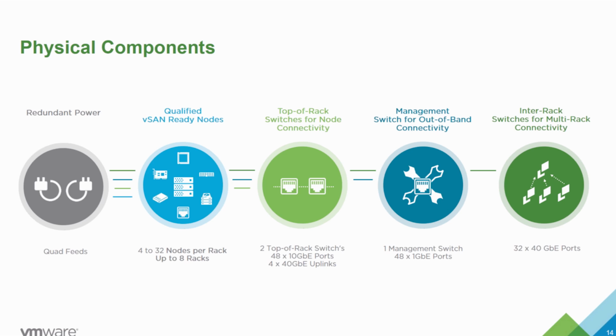And then finally, inter-rack switches. Think leaf and spine type of network configuration. So the spine would be these inter-rack switches. So as you scale out multiple racks of Cloud Foundation, these inter-rack switches provide connectivity between the racks and will uplink to your network core.